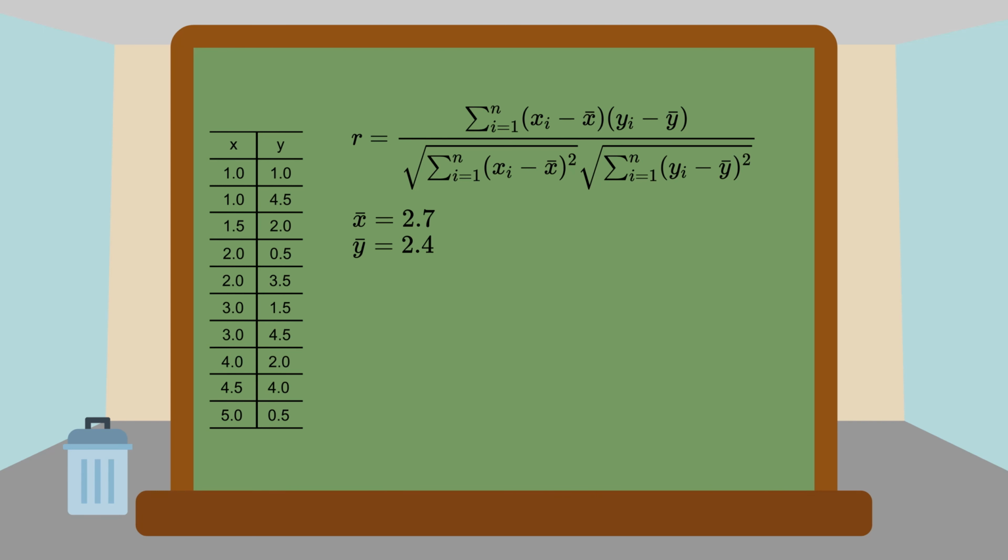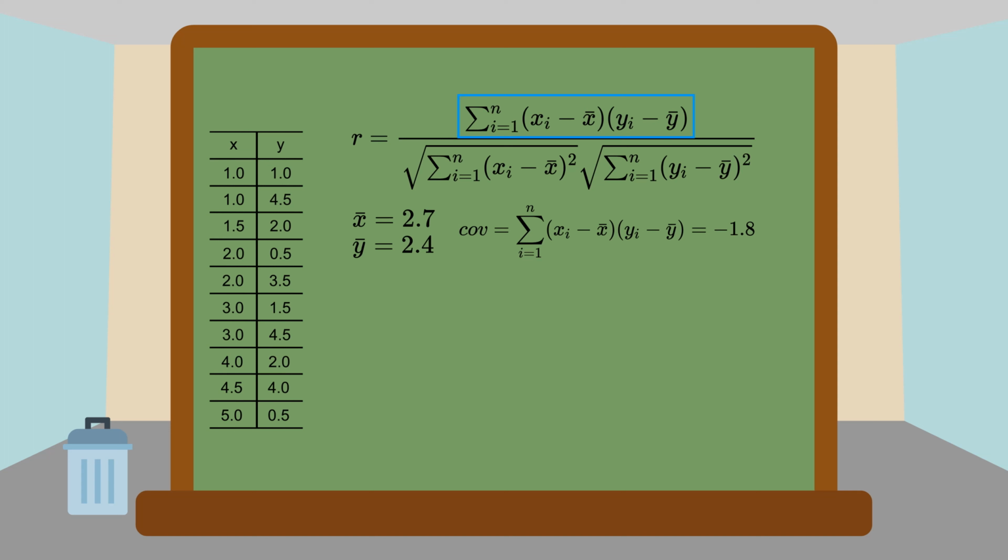After calculating the mean of x and y, we can continue calculating the numerator. We take the first data point with x equaling 1.0 and y equaling 1.0. We subtract the mean of x, do the same for y, and then multiply the two resulting numbers. We repeat this step for all data points in our table and then take the sum. Here the result is minus 1.8.